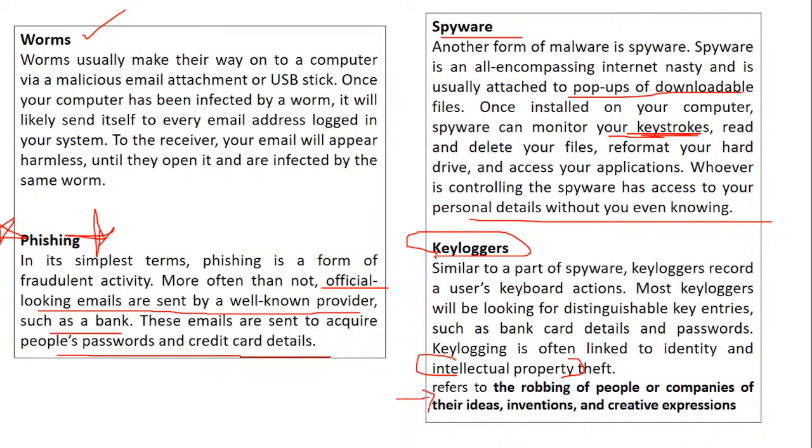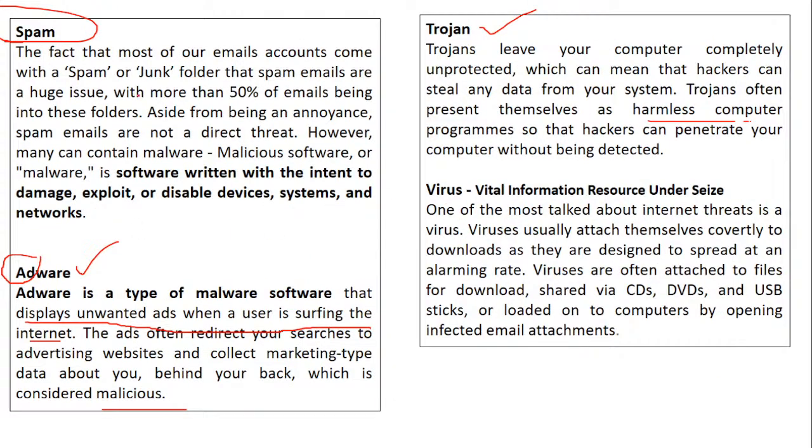Is it clear? As I said, you have to remember the terms very well. Keyloggers log our keyboard actions. Spyware gets into the computer with the help of downloadable pop-ups. Phishing works with the help of official mails from a well-known provider. Virus and worms we have done very well. Trojan looks like, for example, a harmless computer program, but definitely enters our system in order to take all the information. And adware works with the help of unwanted ads which are displayed.